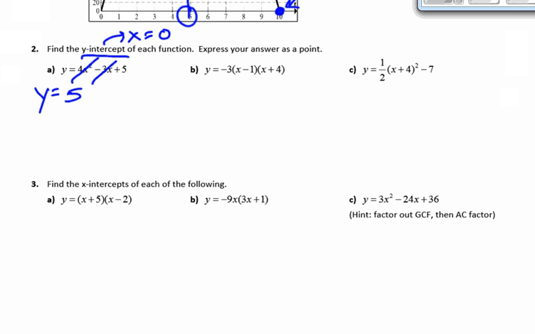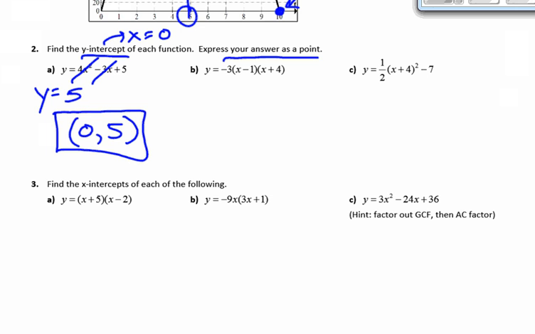Now, if you leave it as just 5, I will take off a point because I want you to express your answer as a point. The y-intercept is a point, not just one number. So you have to write parentheses 0, 5. That would be the answer.